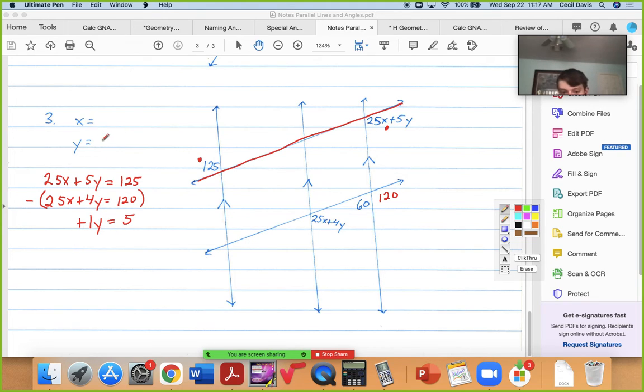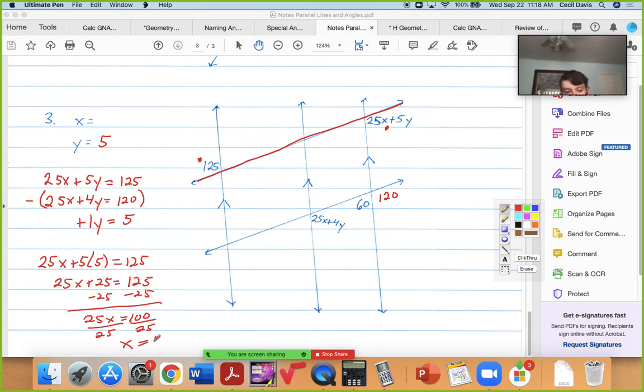I've got y is equal to 5. I can substitute that into either one of the equations I want. Doesn't matter, I'm going to substitute into the first one. So 25x plus 5 times 5 is equal to 125. So that's 25x plus 25 is equal to 125. Subtract 25 from both sides. I have 25x is equal to 100. Divide by 25. We have x is equal to 4.